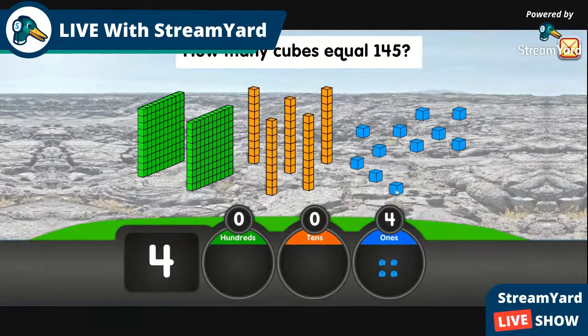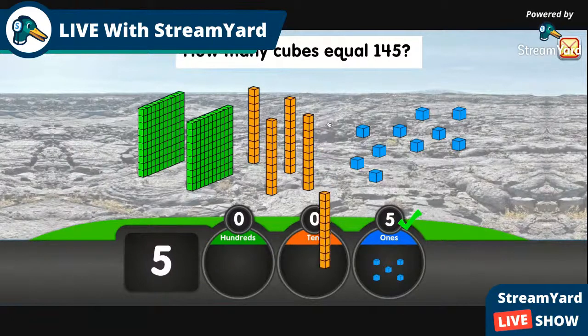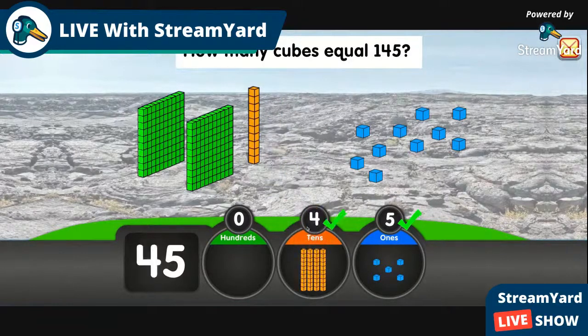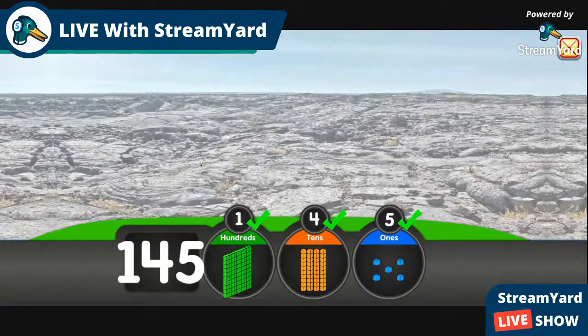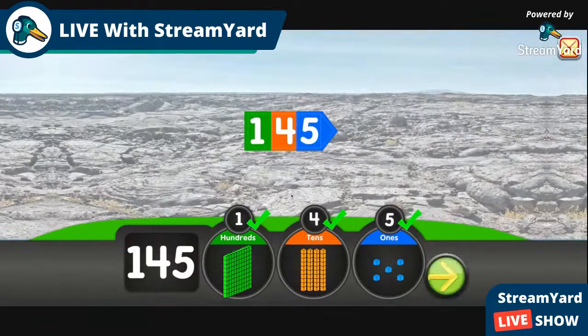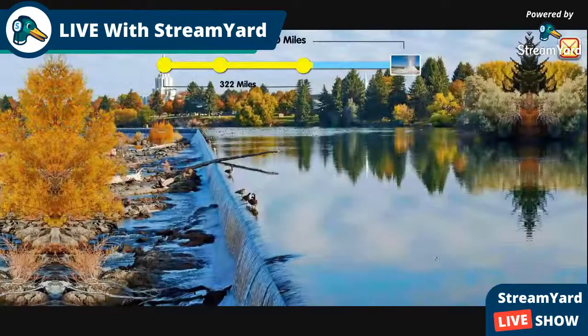2, 3, 4, 5, 15, 25, 30, 40. 145. 100 plus 40 plus 5 equals 145. Look, Idaho Falls.